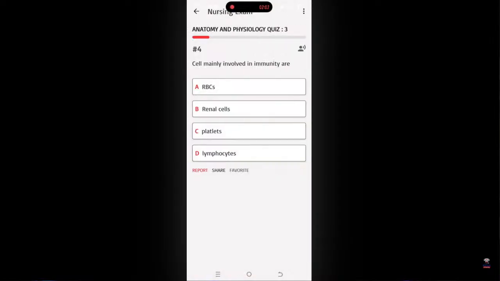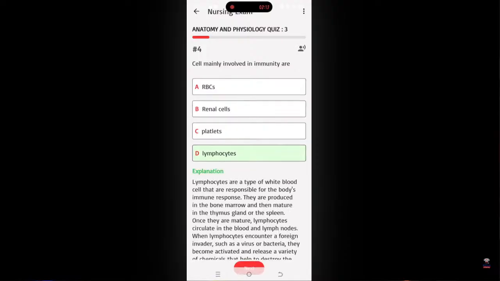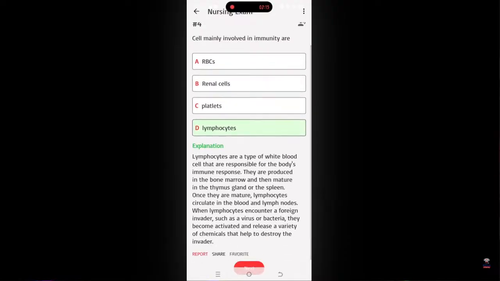Cells mainly involved in immunity are A. RBCs. B. Renal cells. C. Platelets. D. Lymphocytes. Correct answer. Lymphocytes are a type of white blood cell that are responsible for the body's immune response.